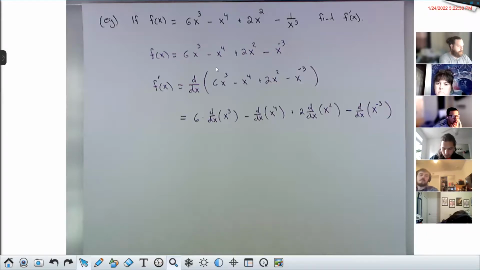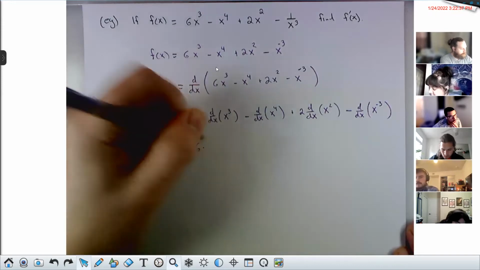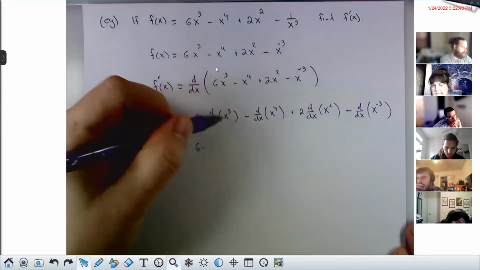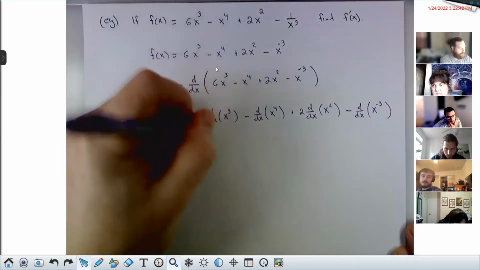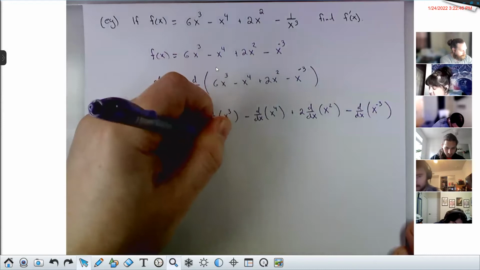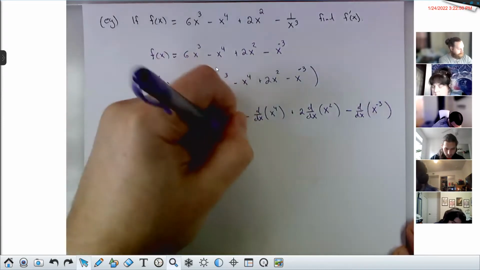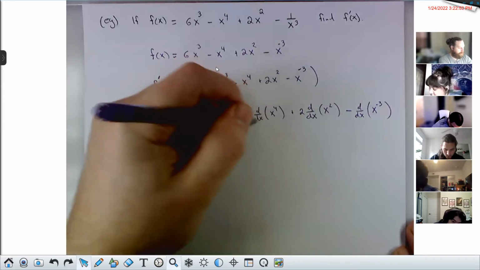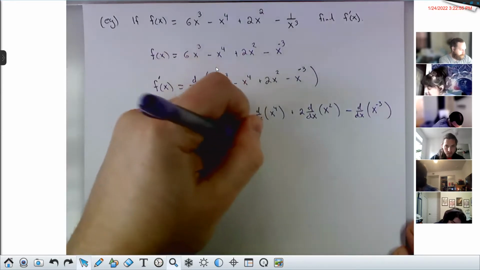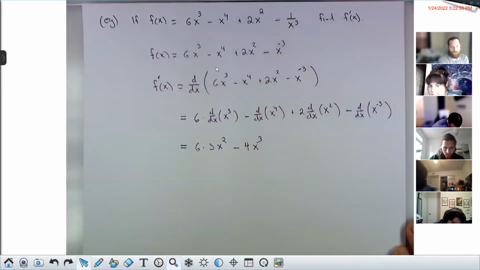Now by our second theorem, each of those derivatives can be calculated from the power rule. 6 times this derivative, d/dx of x cubed, that's x to the n, so that's 3x to the 3 minus 1, which is 2. Minus, d/dx of x to the 4 is 4x to the 3, right? And x to the n minus 1.